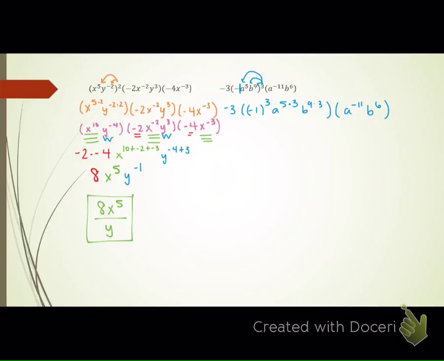Negative 1 times negative 1 times negative 1 is? Negative 1. So this stays negative 1. A to the 15th. B to the 27th. A to the negative 11th. B to the 6th. Do not distribute that 3 in.